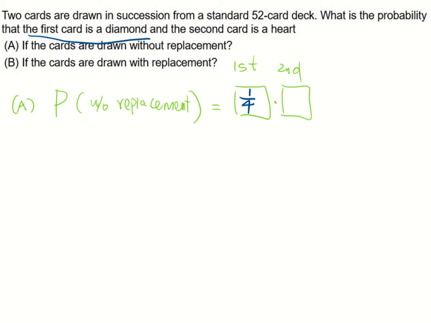Now remember, this is without replacement. So for the second card here, you are 1 card less. So it's out of 51 cards. Since we know the first card is a diamond, we know it's not a heart. So we still have 13 hearts. So it's 13 out of 51 is the probability that the second card is a heart. So the answer to question A is 13 over 204.